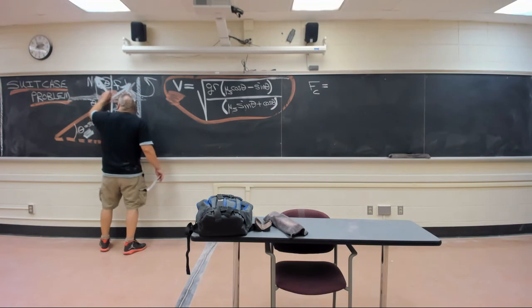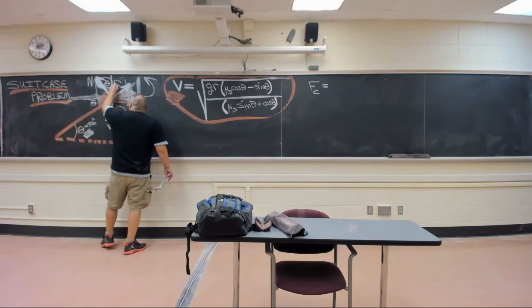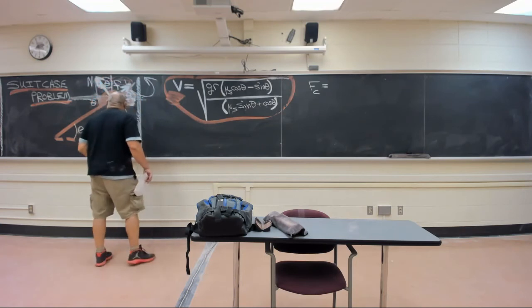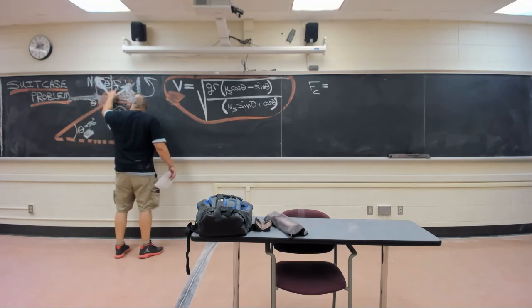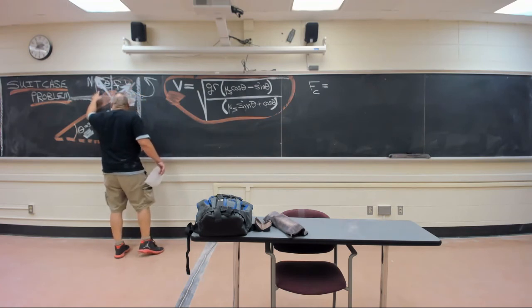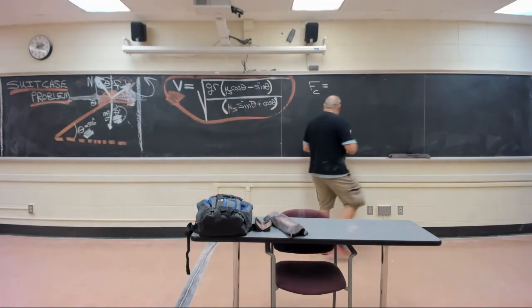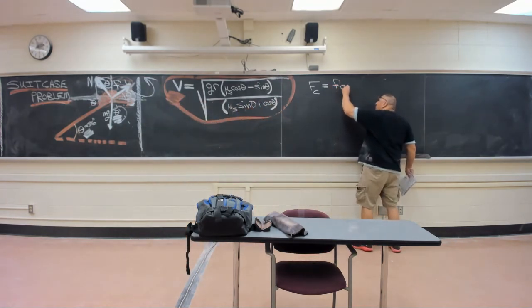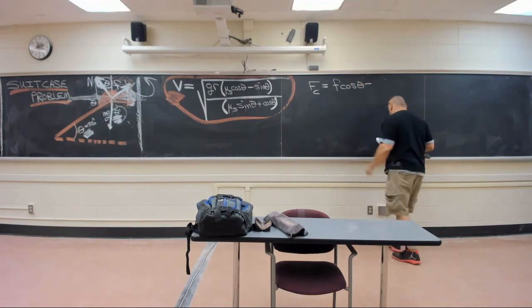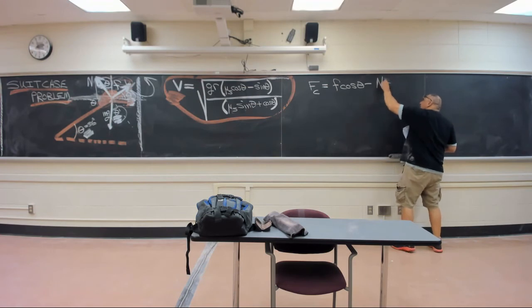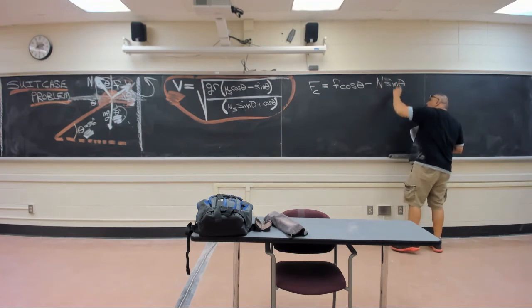N, that guy goes that way. This guy goes this way, right? It's that guy right here. Vector sum of this and this, this guy wins. This is F cosine theta, and this is N sine theta. And there's a tug of war between them. F cosine theta minus N sine theta. Is that true?